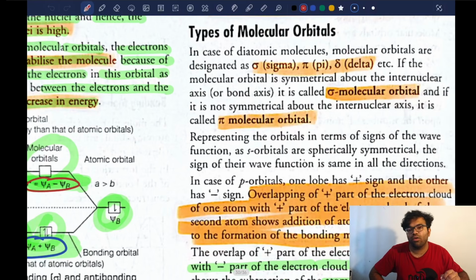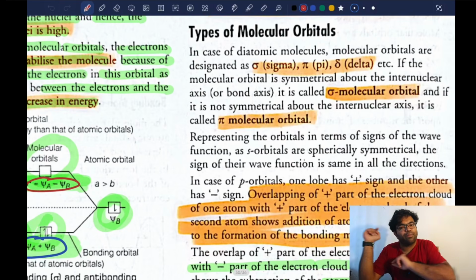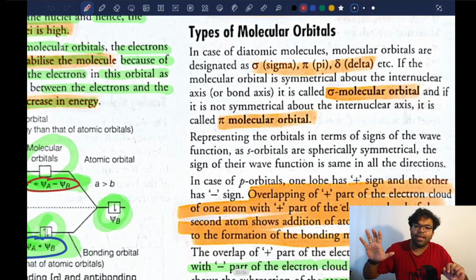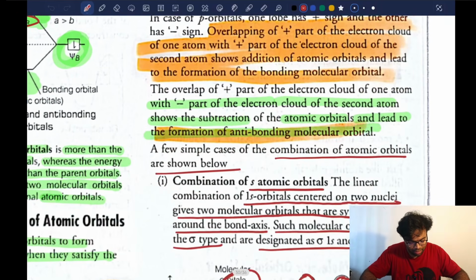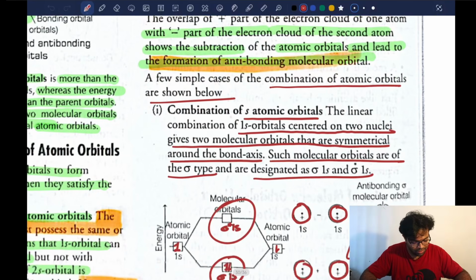Okay. Now, when it comes to the types of molecular orbitals, there are three or more types of orbitals. So you have the sigma, the pi, and the delta. In your case, you're only going to be interested in the sigma and the pi bonding molecular orbitals. Okay. So the bonding molecular orbitals are represented by sigma, pi, and delta, whereas the anti-bonding molecular orbitals have a small star on top, that is sigma star, pi star, and delta star.